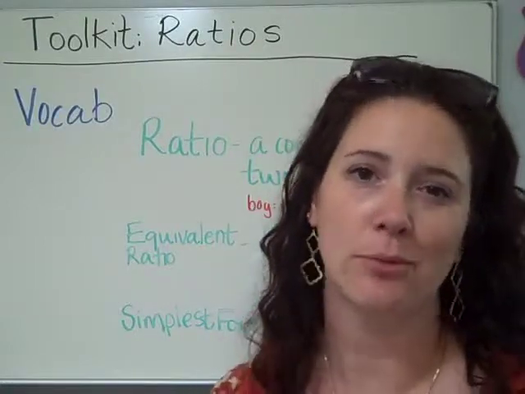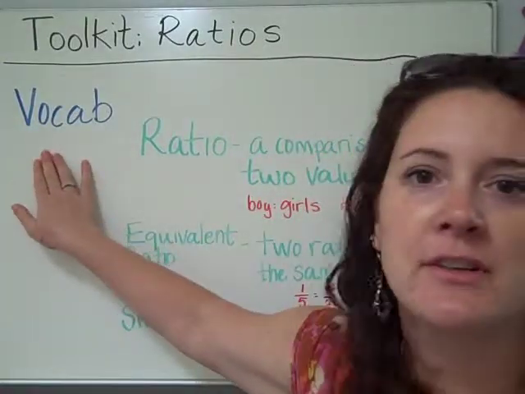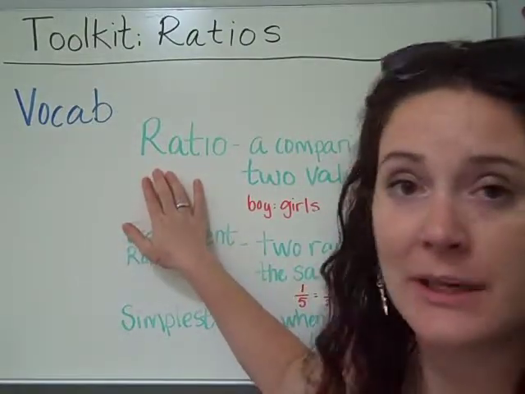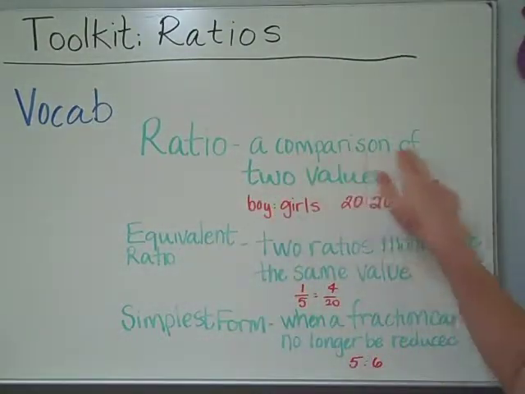This toolkit is all about ratios. The vocabulary for your lesson. The first one is ratio. So what is a ratio? A ratio is a comparison of two values.